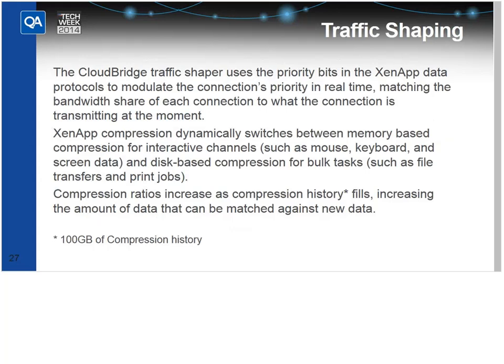Our compression ratio, with 100 gig of compression history, is absolutely ginormous. Remember, the bigger the compression history, the more data it can compress and the less data has to be transmitted across the network, because it can cache more data. So it's a massive amount of compression history, but it depends on your device and how much resource you allocate to that device.